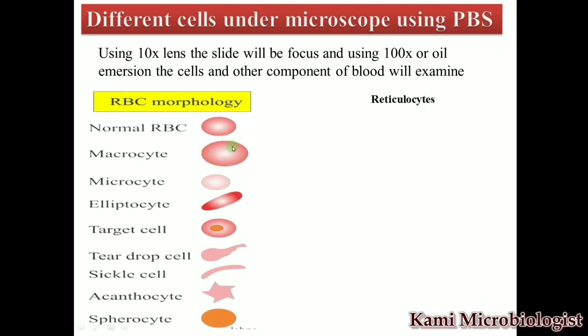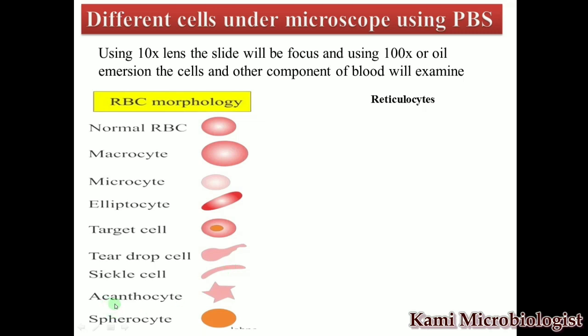This type of RBC, which is large in size, we call macrocytes, and if you find RBCs very small, we call them microcytes. This is the elliptocytes, in which the RBC looks column-like or elongated in shape. And this is the target cell of the RBC, which contains a dot at the center, and it means that hemoglobin concentration is high. This is the teardrop shape of the RBC, and this is the sickle shape of the RBC, as you can see.